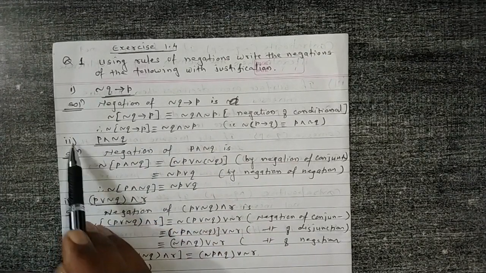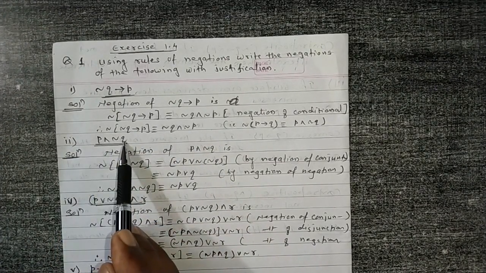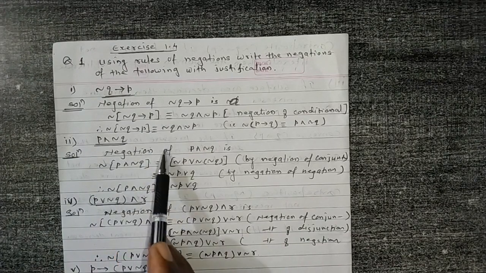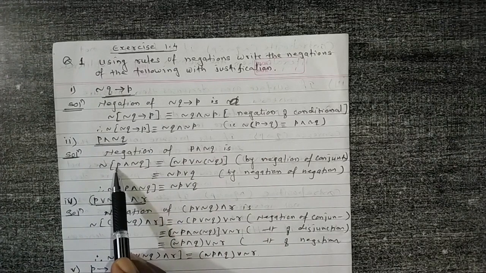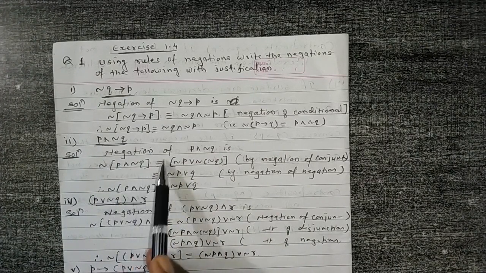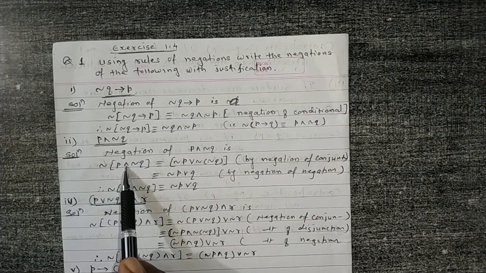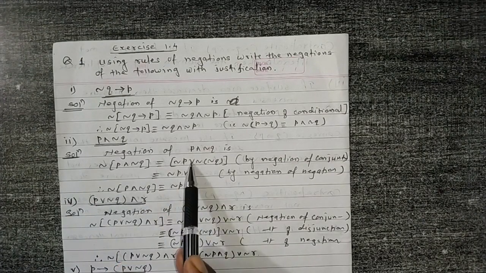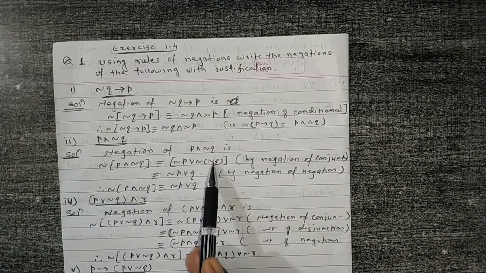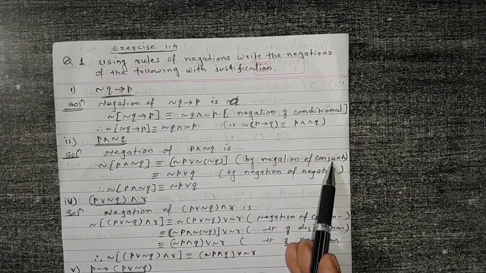Now the second example, P conjunction negation Q. The negation of P conjunction negation Q is, we can take the negation of the given statement. Therefore, you can write negation of P conjunction negation Q, which is equivalent to, then by using the negation rule of conjunction, it can be written as negation P disjunction negation of negation Q by negation of conjunction.